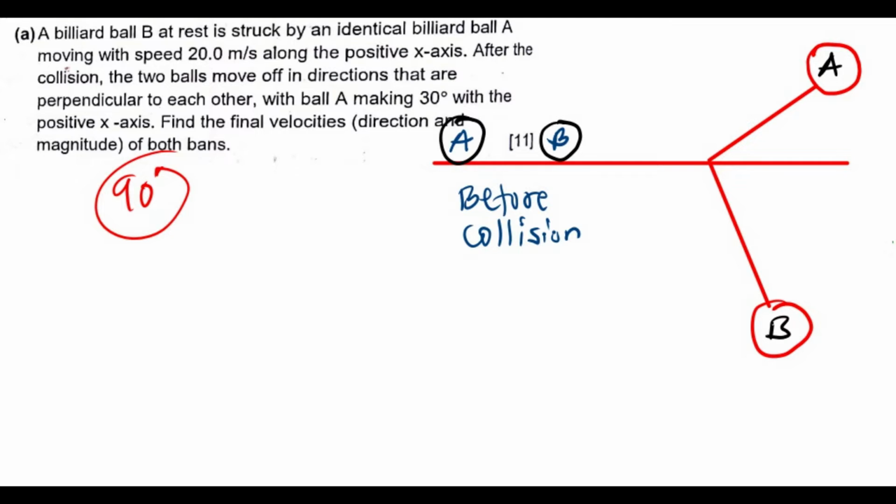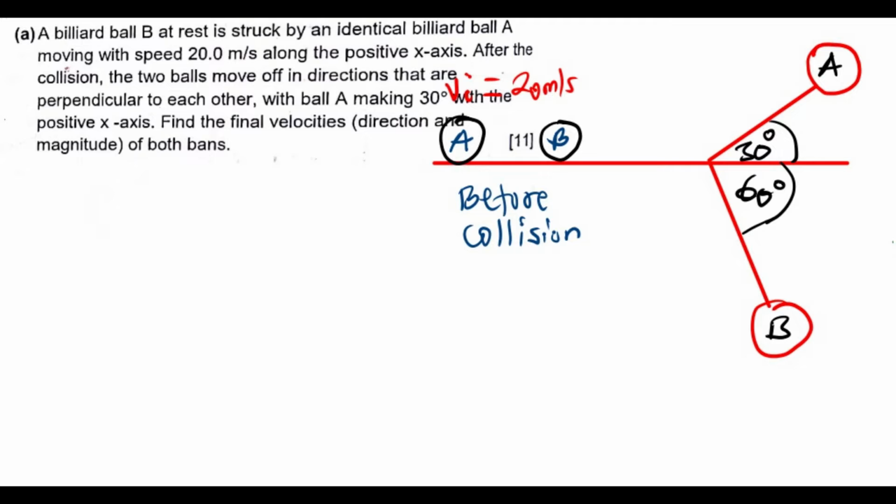So we've been told that the angle for A is 30 degrees. Since they are perpendicular to each other, it's 90, so 90 minus 30 means the other one is 60 degrees. Since ball B was at rest but ball A was moving, the initial velocity of ball A is 20 meters per second. Now this is going to be V1 final, which we don't know. Then we have V2 final, we also don't know. It's the one we are trying to find.